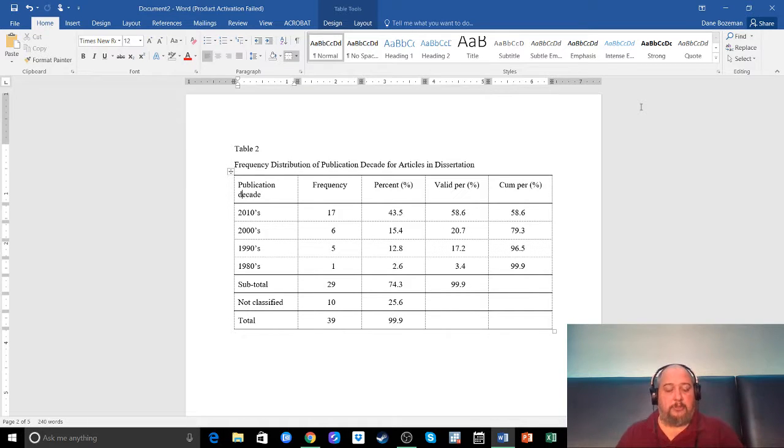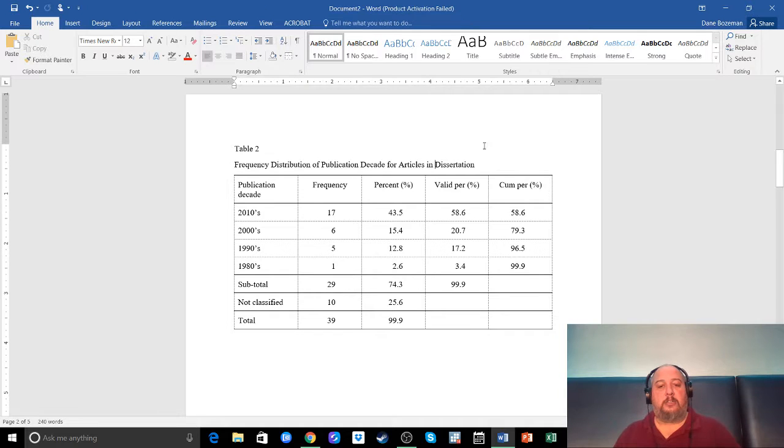And I have an example here that you should be able to see, where it says the frequency distribution of publication decade for articles in a dissertation. So I'd ask a student, tell me what years were the articles in your dissertation, and they counted them up. They said, I've got 39 articles in this dissertation, and I've made some changes for the purposes of this video. This article was published in 2010. Well, there were 17 of them. There were 6 articles that were published in the 2000s, so from 2000 to 2009, so on and so forth.